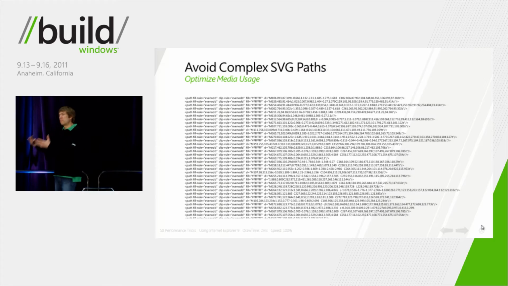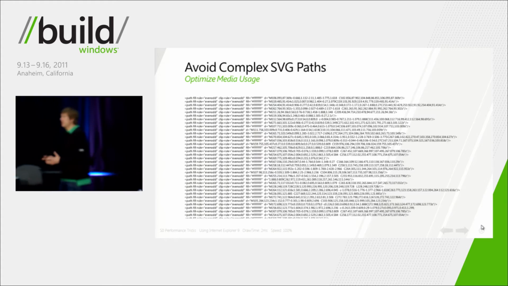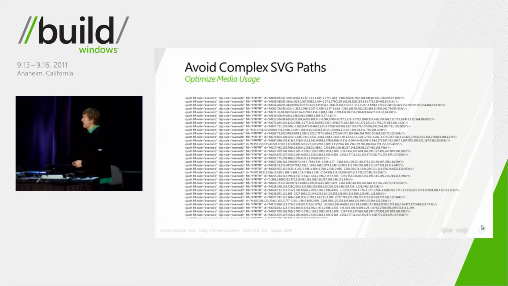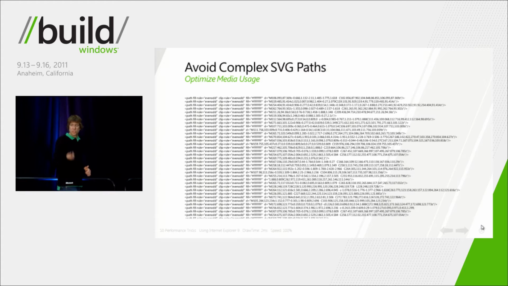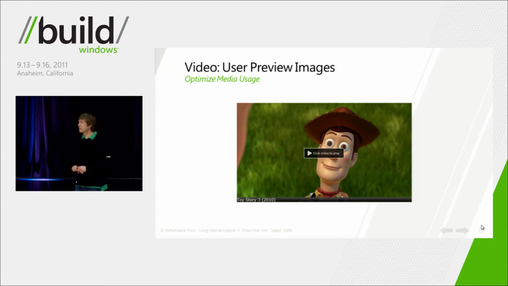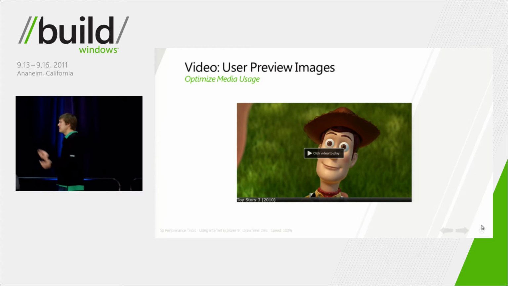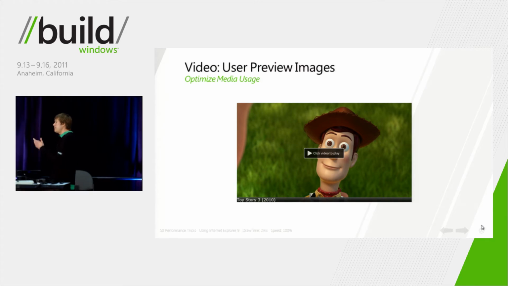When you're using SVG, which is a great technology, avoid complex paths, though. Especially if you look at the SVG that's often generated from a tool like Illustrator, it's ridiculously complex. This takes a long time for the browser to download and parse and construct. And so generate your SVG by hand. It's much more effective. When you're using HTML5 video, use image previews.